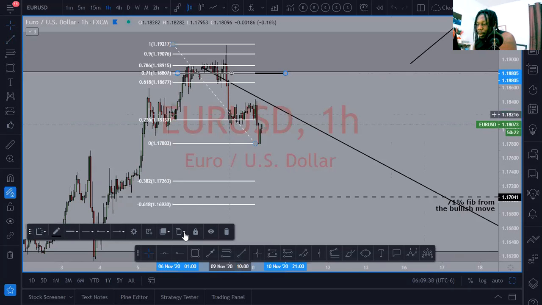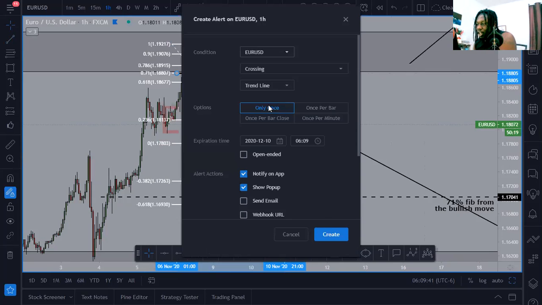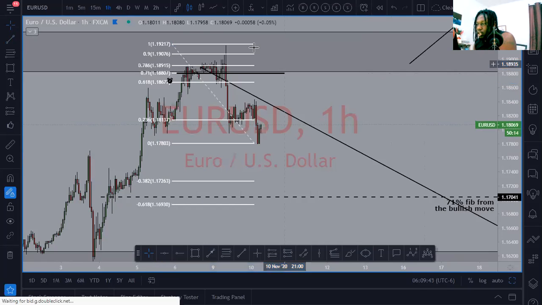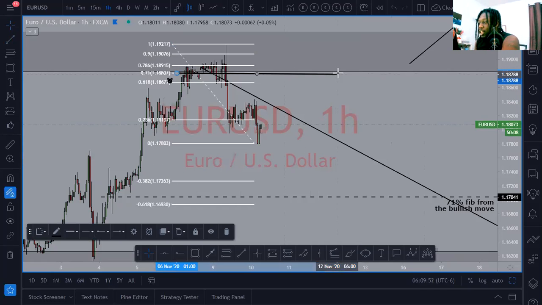which I'm going to go ahead and set up an alert for. And that's going to be crossing the trend line. Same thing, create. So I have an alert at this 71% fib, and I want price to reject off of this so that it can continue to the downside, and we can see if it'll come to the 71% fib. It doesn't match up exactly with the 61.8 right here, but I do like the chances of it. So this is my proposed trade for EU.